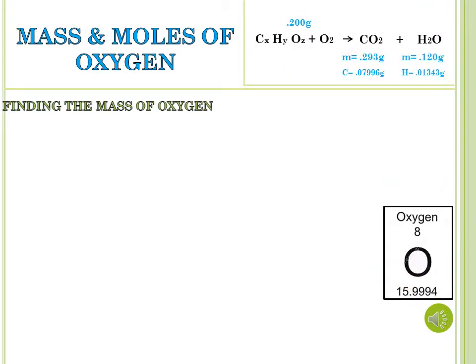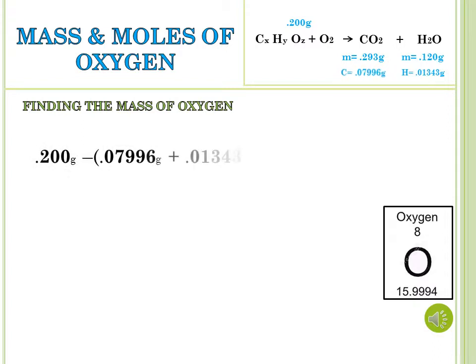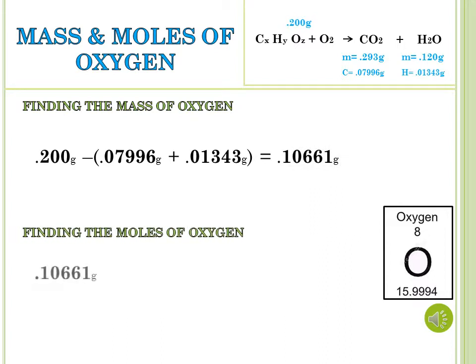To find the mass of oxygen, we subtract the mass of carbon and the mass of hydrogen from the total mass of the unknown compound. To find the moles of oxygen, we divide the mass of oxygen by the atomic mass of oxygen, and that's how we find the moles of oxygen.